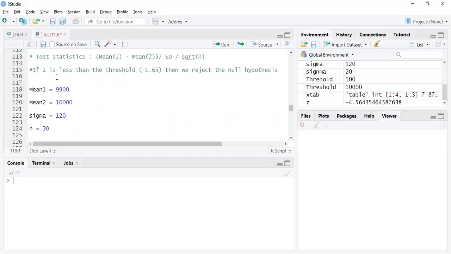And how we will assess the test outcome: first you calculate Z. Z is basically the test statistic, commonly known as Z. If it is less than the threshold, at the 95% confidence level the thresholds are negative 1.65 and positive 1.65. In this case, obviously it is on the negative side. So if it is less than this threshold, like negative 1.65, it is falling outside of these thresholds.